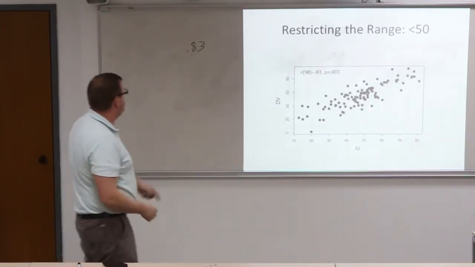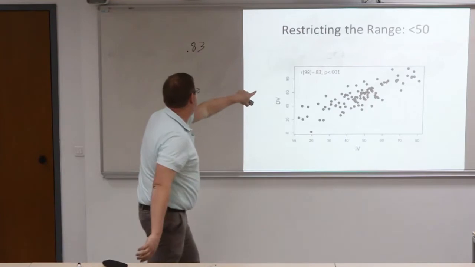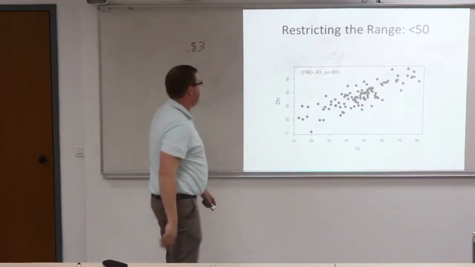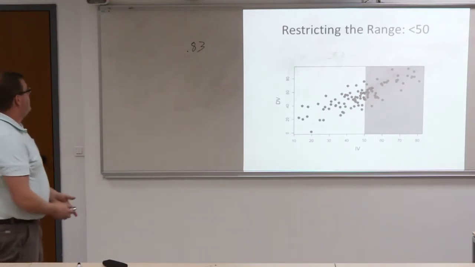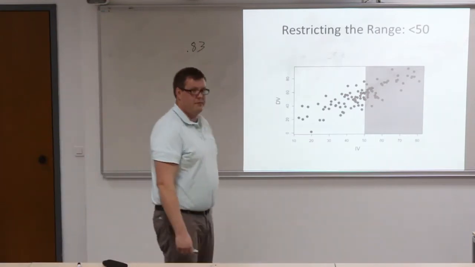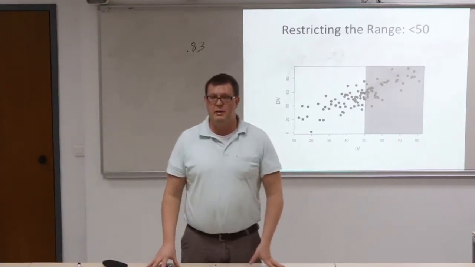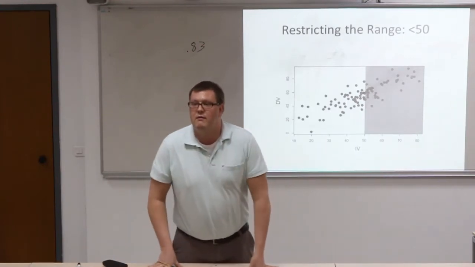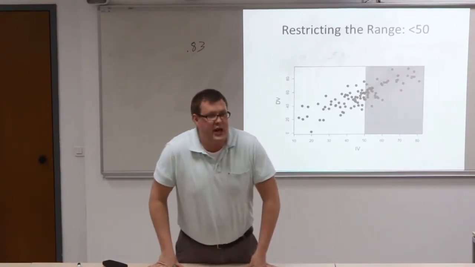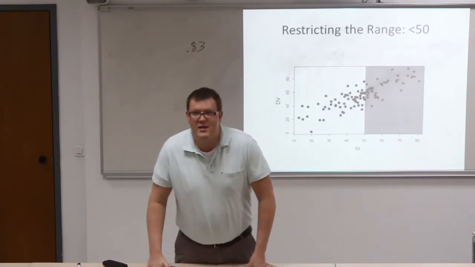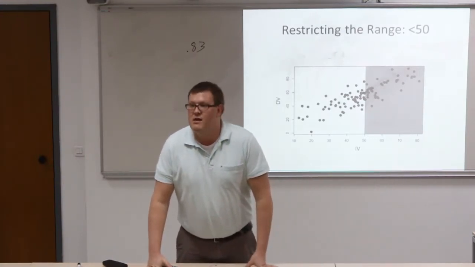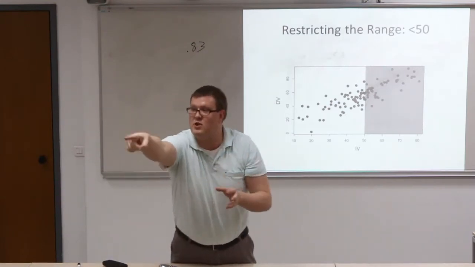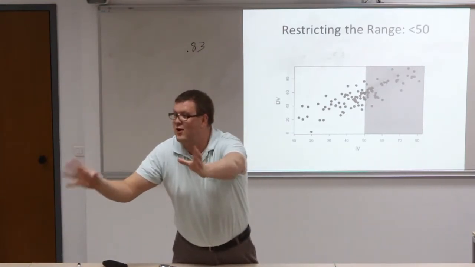Maybe, let's find out. So to restrict the range, there is our correlation for the original data set again. Now we're just going to look at that bottom part and we're going to see what happens. So, predictions. Who thinks it will be bigger? Who thinks there will be no change? Who thinks it will be smaller? Okay, almost everyone except you, you're off the hook. You guys, what do you guys think it will be?